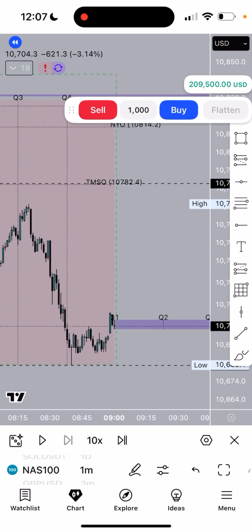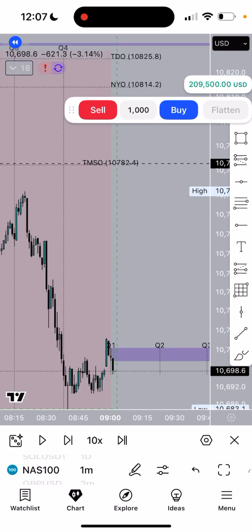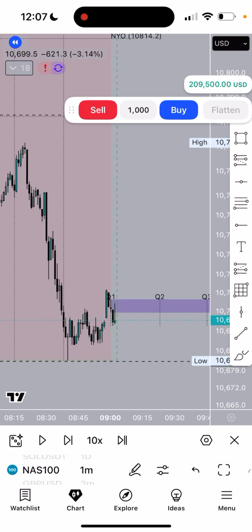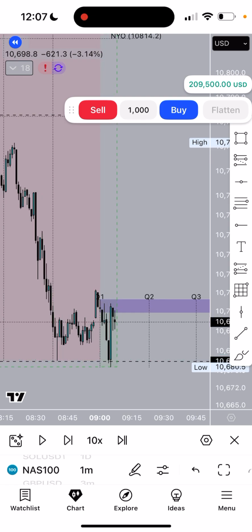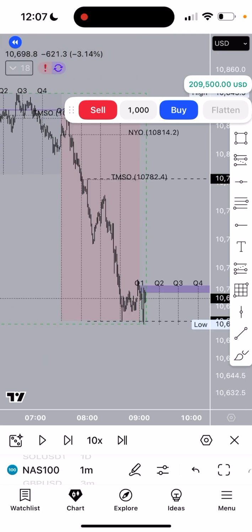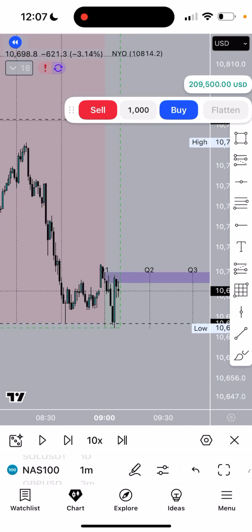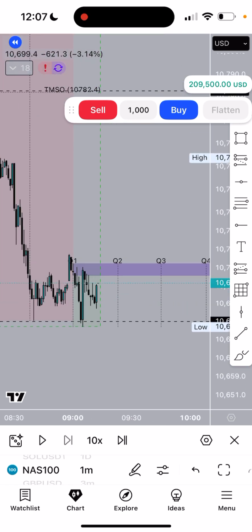But anyway, see what happened here? Manipulation under, okay? And now basically what I'm waiting for, knowing that I have no objective lower, is that I know the market should be bullish now, right? So I'm just gonna pay attention and wait.